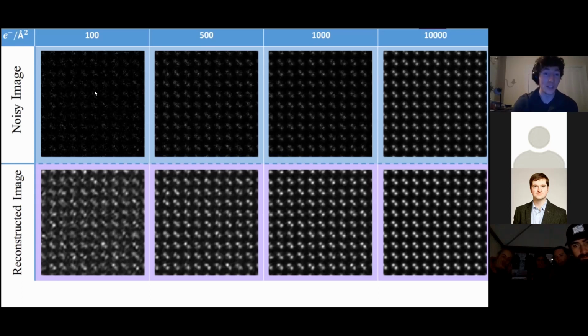And even with that in mind, it still actually performs pretty well. There's silicon atoms here which are very well distinguished, and it still gives you a better sense of what you're looking at than the original. In the 500 electrons per angstrom, it's really shining. This is pretty bad data, and it's enhanced quite significantly.